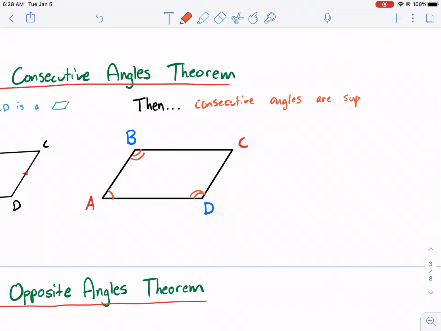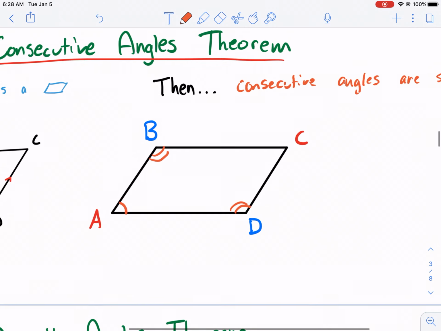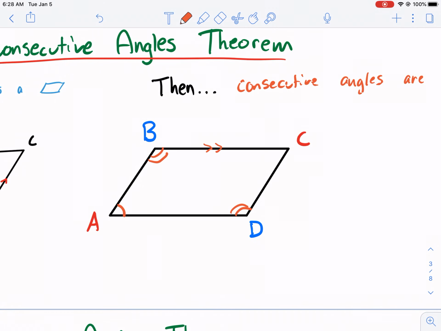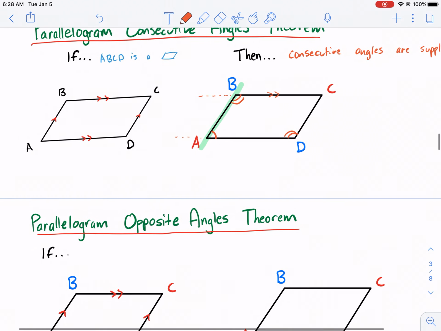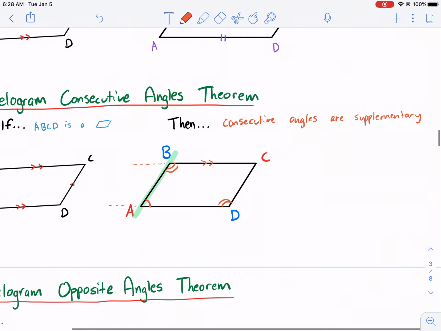Supplementary. That means they add up to 180 degrees. Okay, so we know that these are parallel lines. So technically the reason why that works is because this is a transversal cutting through these parallel lines. So these would be same side interior angles, consecutive angles. Therefore, they are supplementary. Same side interior, supplementary, consecutive angles in a parallelogram, also supplementary.